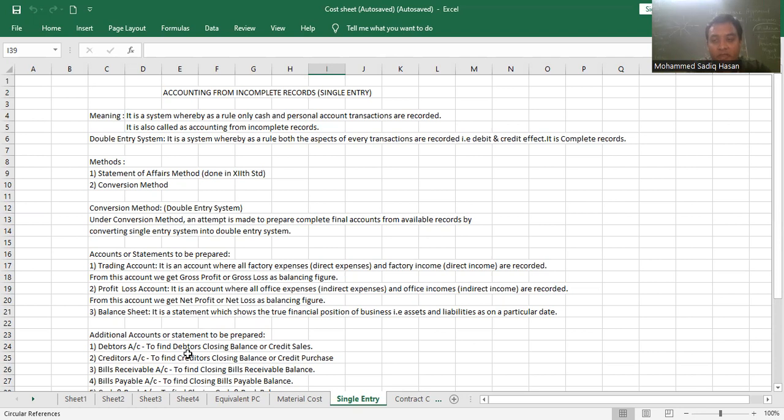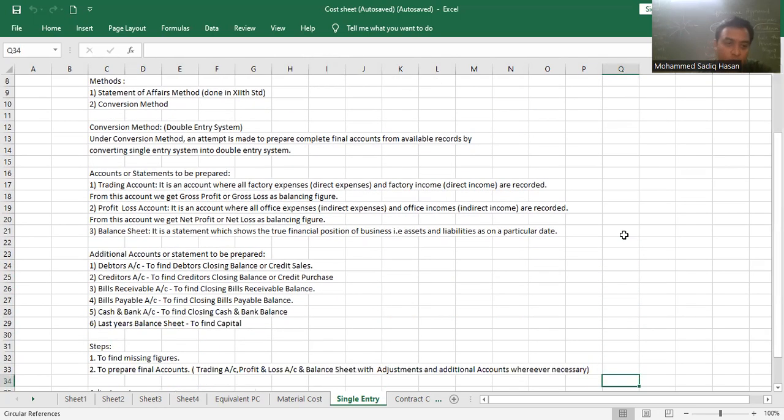Are you getting it? It shows the financial position of the business, that is assets and liabilities as on a particular date. And it needs to tally at the end so that everything is correct. So we have the three basics: two accounts and one statement. Okay. Now, only with this we cannot get the desired result. So apart from these three things, we need some additional accounts or statements prepared.